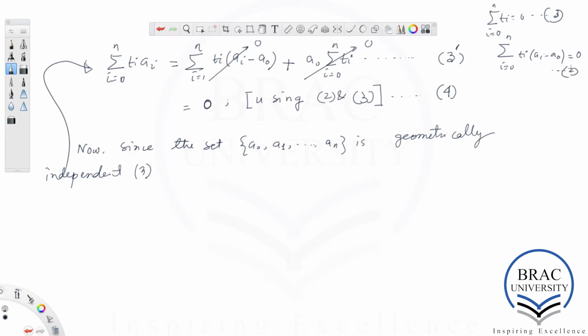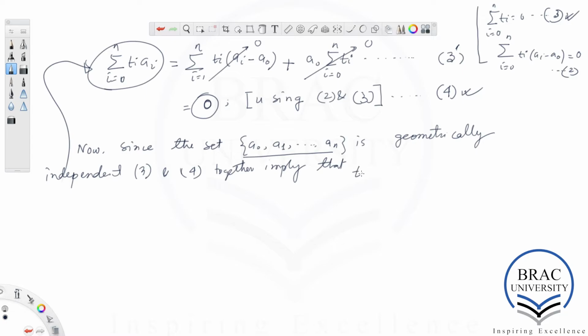Okay, and so these two equations, since this set is a geometrically independent set, 3 and 4 together imply that all the corresponding scalars are identically 0, from the definition of geometric independence. Okay, good.